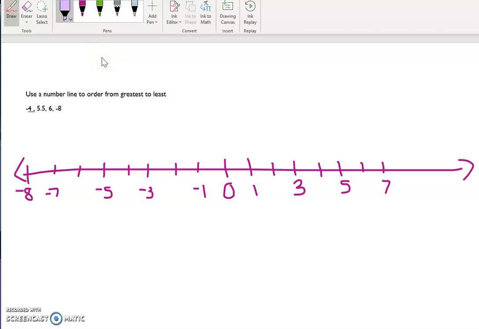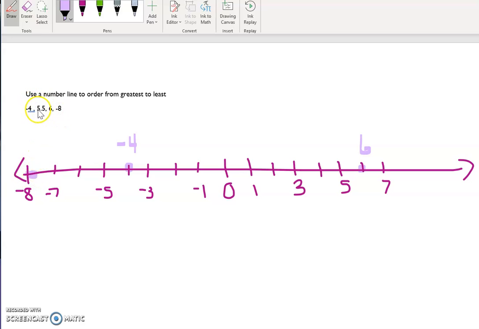I'll start with the whole numbers because those are a little bit easier. -4 is in between the -3 and -5. I'm going to put a dot there and label it. We have a +6, which is in between the +5 and 7, and -8.